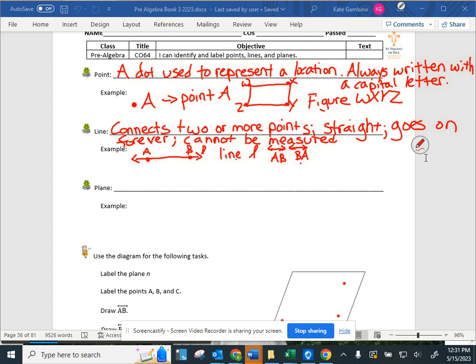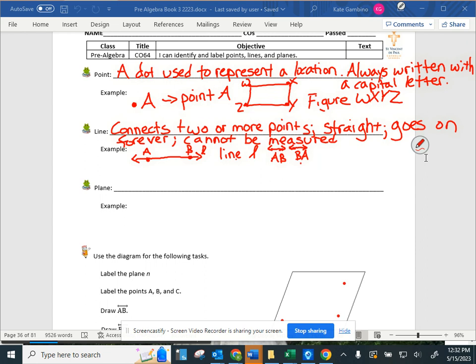Can there be other points on the line? Yeah. This line goes on forever, so there are lots of other points we could put on that line. But we know this little cursive L means that this is line L. If we put a line above our points, we know it's referring to that line that those points are on.